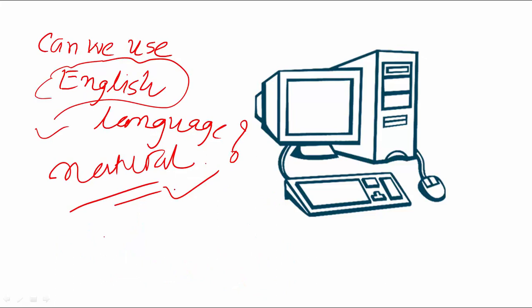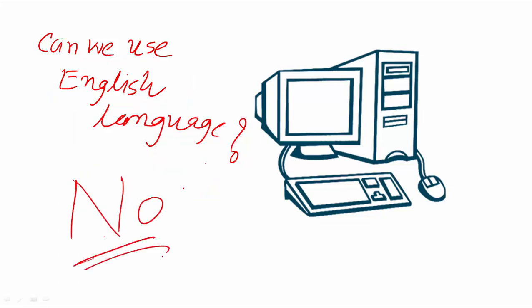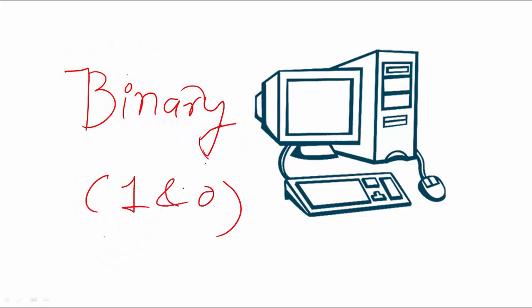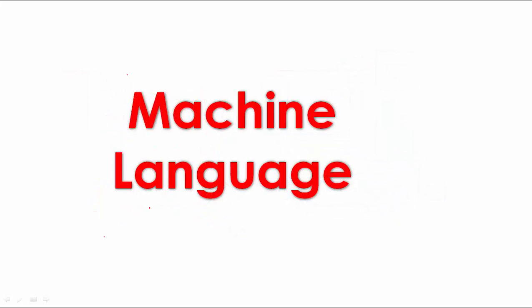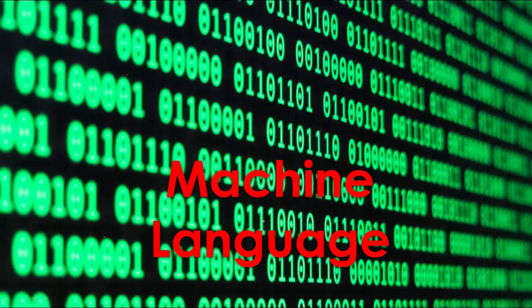So the first thought will be, can we use the English language, our natural language, our mother tongue? The answer would be no, because we know that a computer understands only a binary language, 1 and 0. This language is known as the machine language. So a computer understands only machine language. If you get a superpower, and if you get inside a processor, then all you will find is 1s and 0s inside the computer. This is the only language that a computer understands.